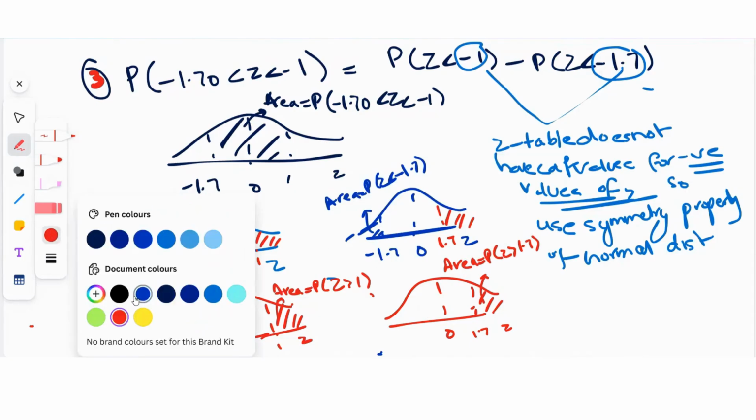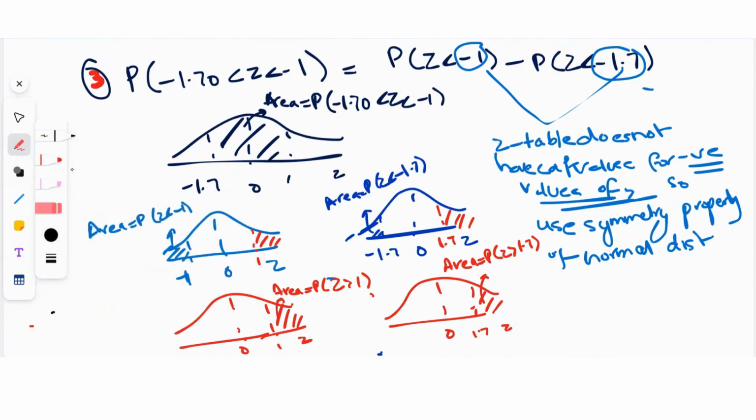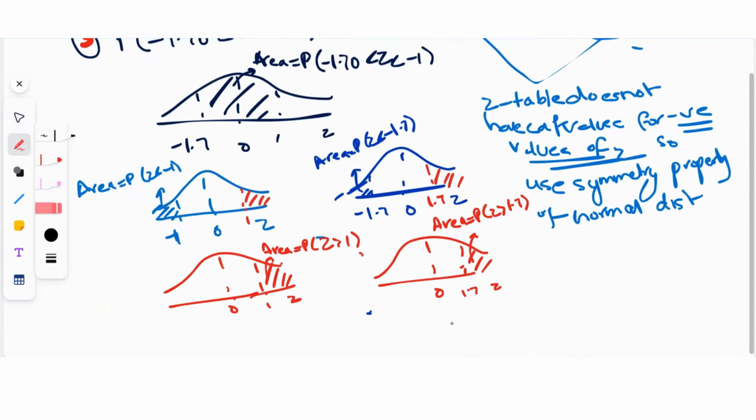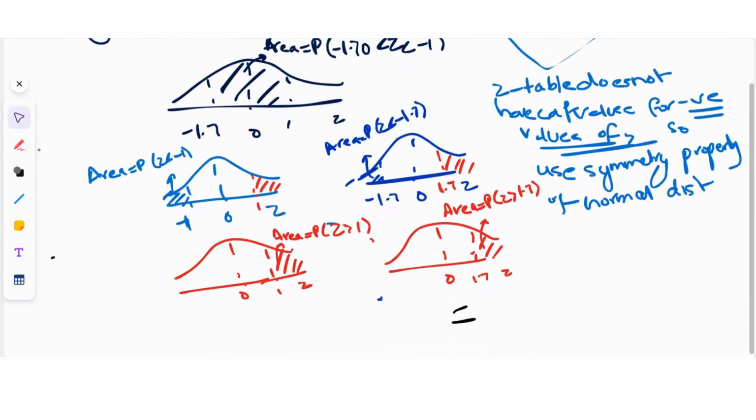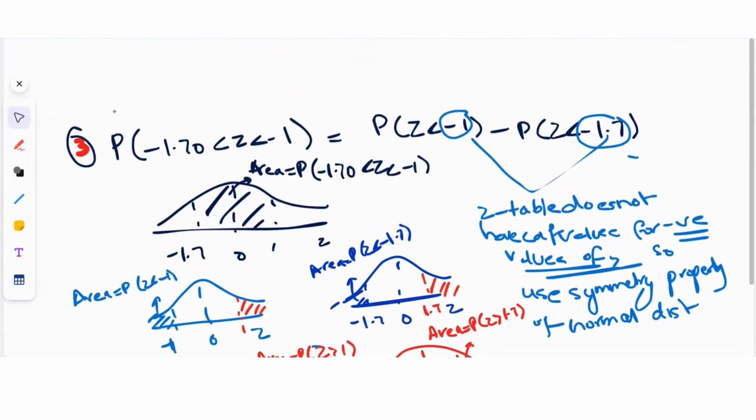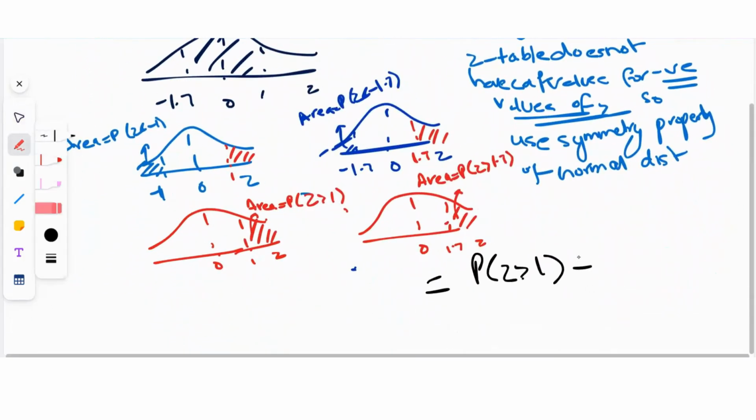So the first step is that if you have negative values of z, you write them in terms of positive values of z using symmetry. So basically, using symmetry, I can write probability z less than minus 1 as probability z is greater than 1. And we can write probability z less than minus 1.7 as probability z is greater than 1.7, right? Because by symmetry, this is the same as this area.